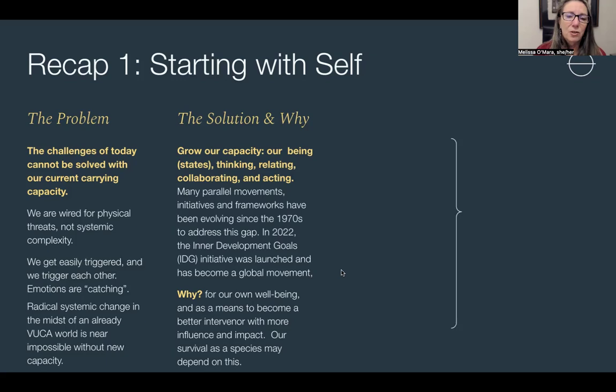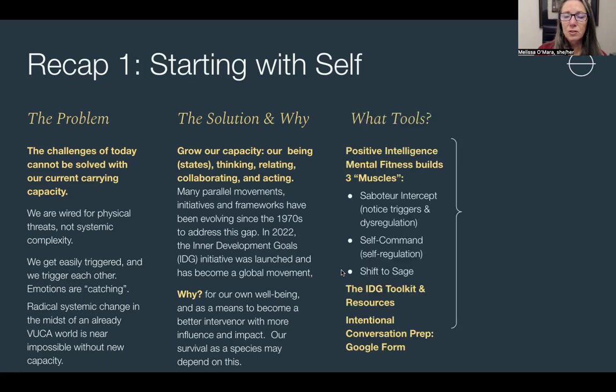And why do we need to do this? We need to grow our capacity for our own well-being and as a means to become a better intervener with more influence and impact. In fact, our very survival as a species may depend on this. So what tools do we have for you? Well, we're introducing positive intelligence, mental fitness, which builds on these three muscles, and we'll begin to use this terminology regularly throughout the remainder of the course.